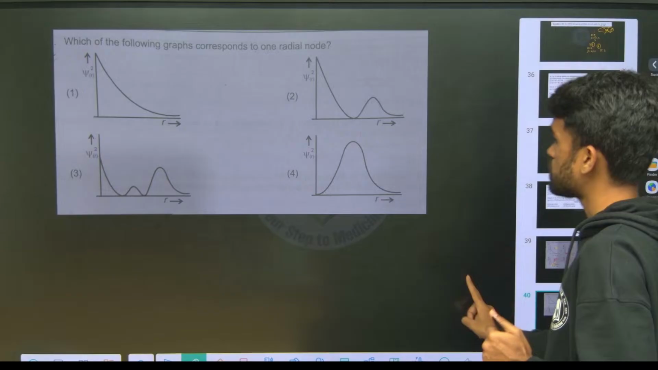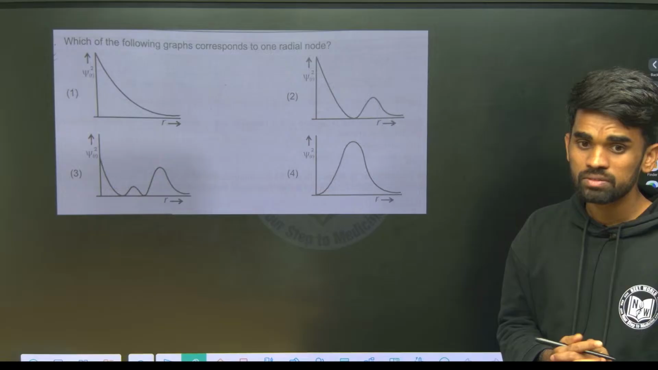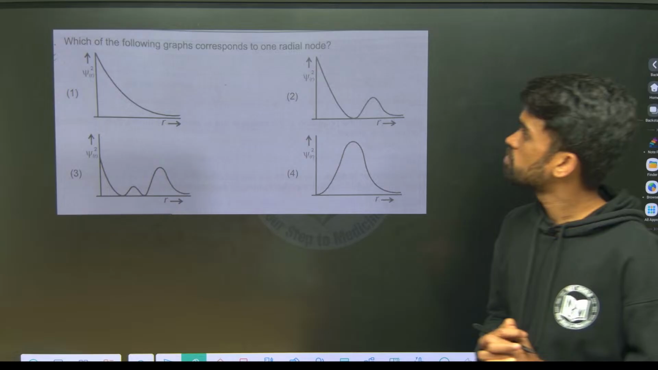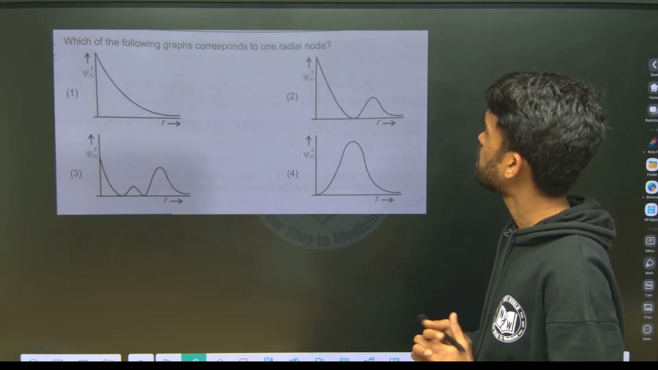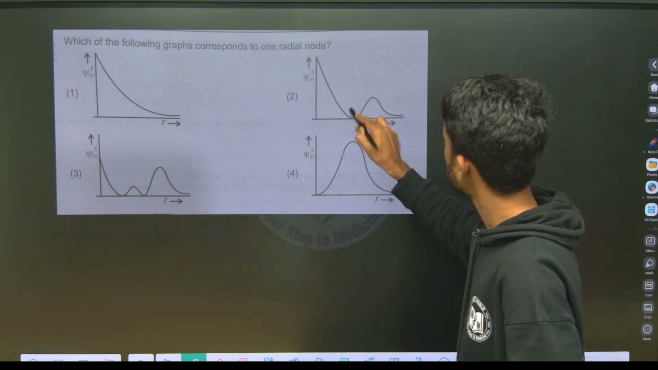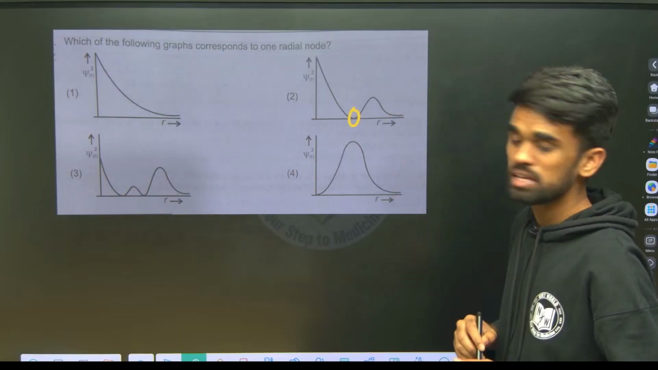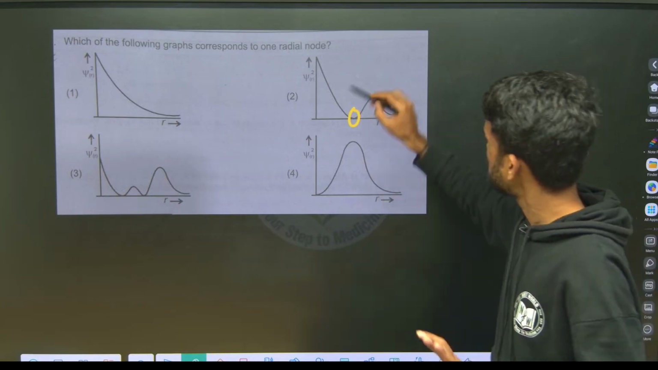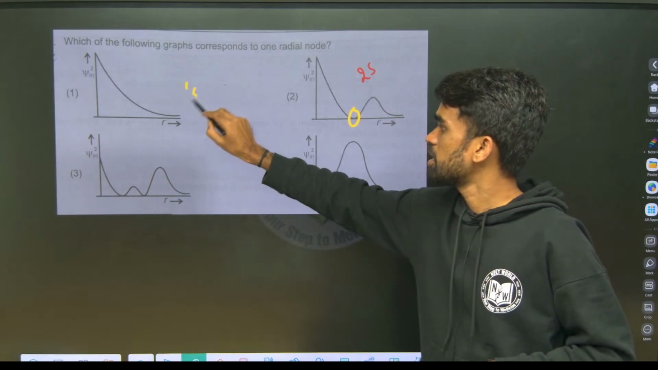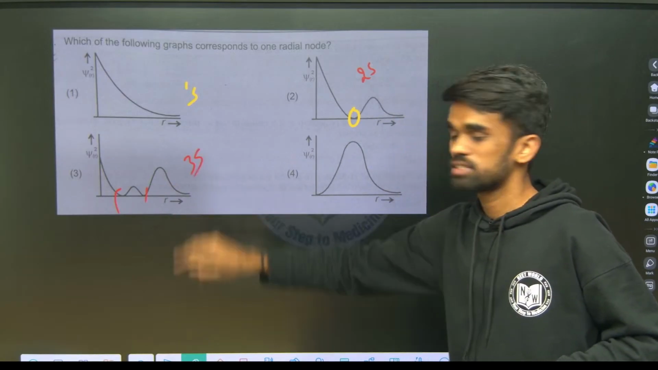One last question, then we'll move forward with a few more topics. Which of the following graphs corresponds to one radial node? One radial node, yes, here only. And which orbital is it? 2s. Simple, the first one. 1s, and the third one has 1, 2 nodes, so 3s. That's simple.